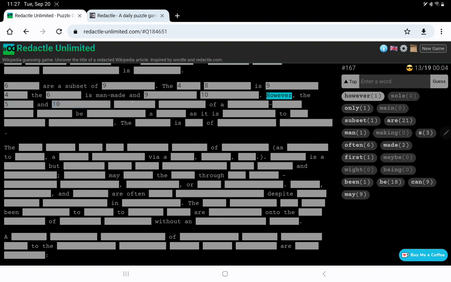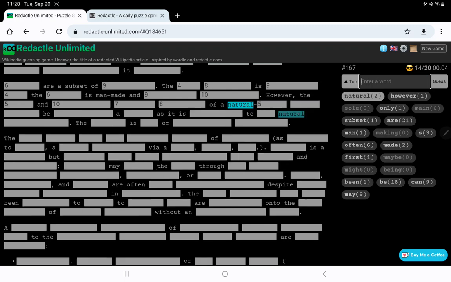The 4, 8 may be the main, the only, no, the soul is man-made, and 9, 10. However, of a 7, 5, I wonder if natural then comes up as in opposition to man-made. Yes. Of a natural 5.